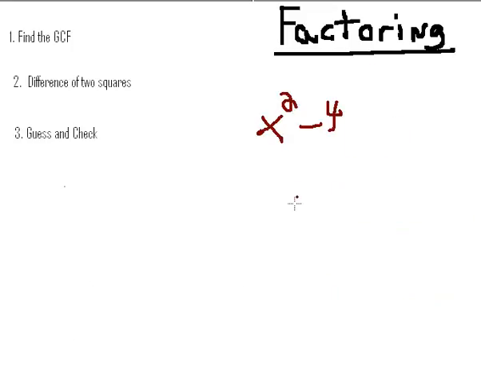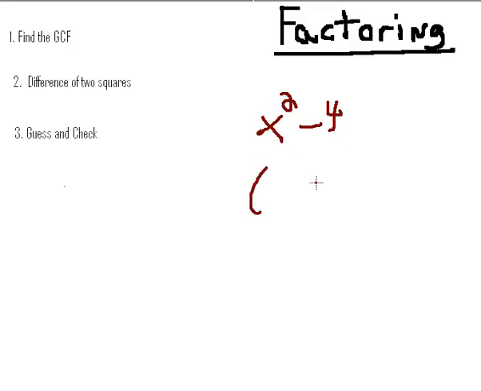And that's one example. Okay, this type is a little different. The first thing I'm going to do for this type is, again, go through the process. Is there a greatest common factor that I can factor out between the terms? No. You go to the next thought. Is this a difference of two squares? Well, this is a difference of two squares. And let me show you what the factors for a difference of two squares look like.